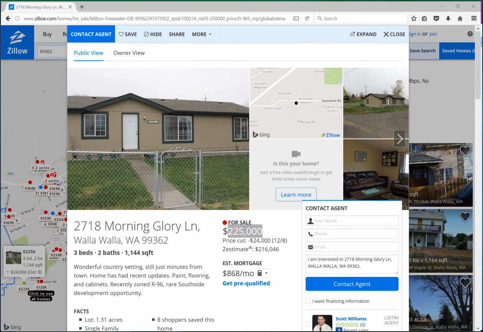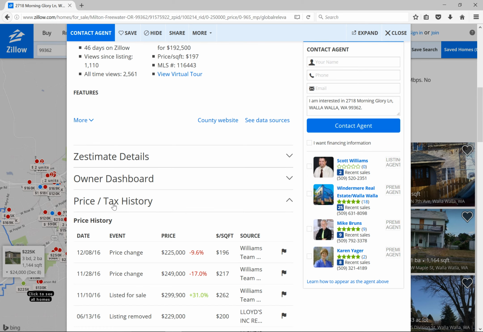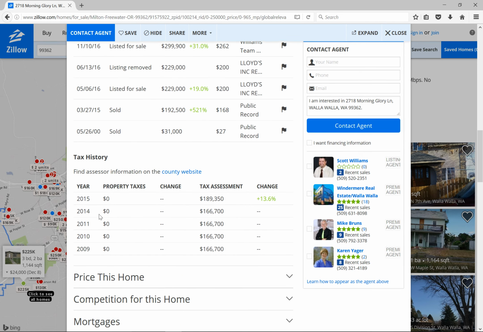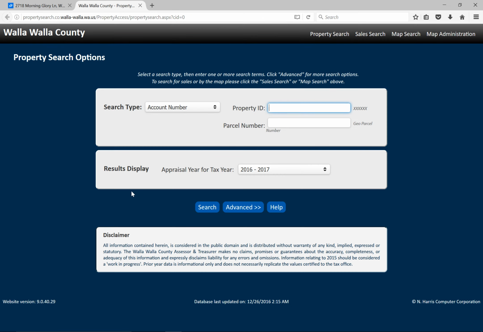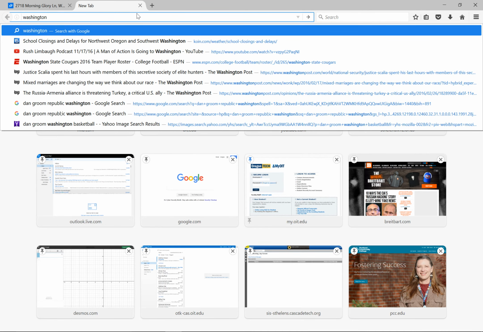Now, I would like to show you one more thing about Zillow. We will be using this in the future. If you come down here where it says price and tax history, it literally lists the property taxes, usually. Of course, I picked one that doesn't. But you can also go on the county's website. Walla Walla County has a website, and I don't know how to run theirs. I do know the Washington County and Columbia County, Oregon websites pretty well.